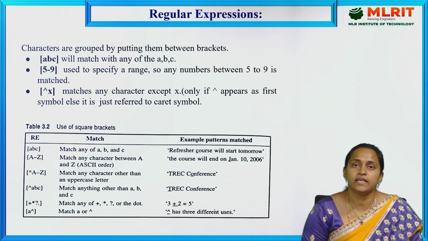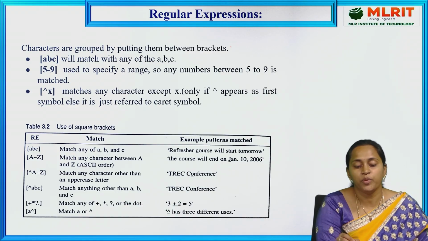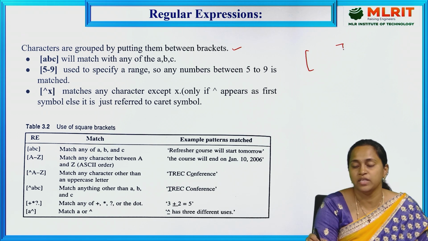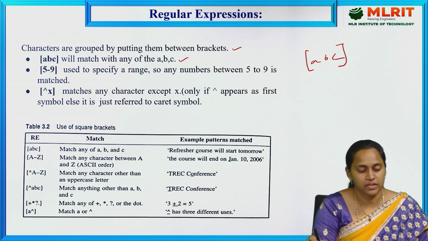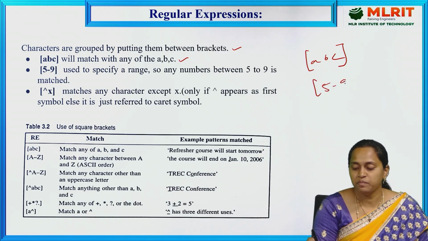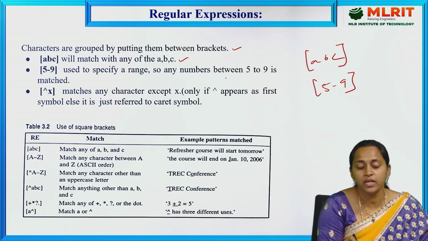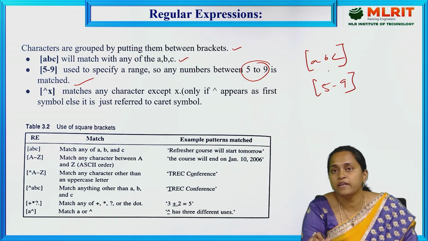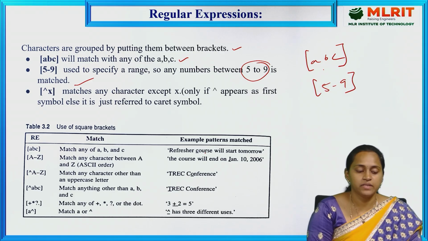Next, see the regular expressions, some continuation. The characters are grouped by putting them in the brackets. That means whenever we are writing the characters, we compulsorily keep them within the brackets. ABC, declaration ABC. Next, 5 to 9 means numeric numbers from 5 to 9. It is to specify a range, so any number between 5 to 9 is matched. So whatever is in the bracket, we can match with the sentence.